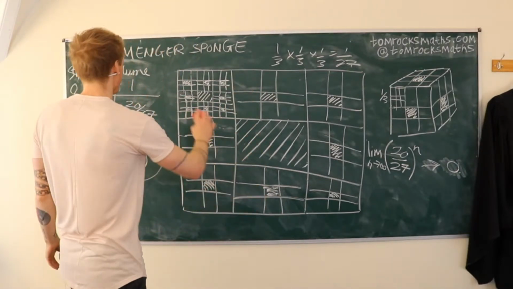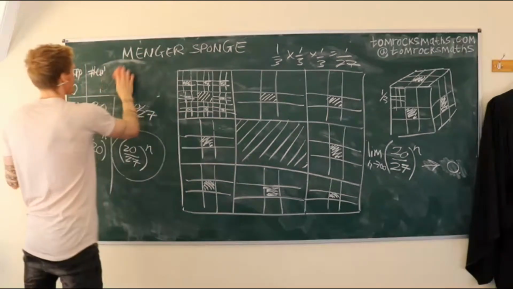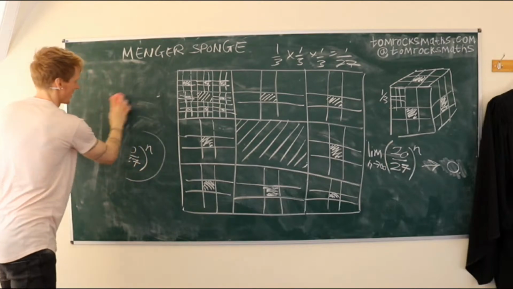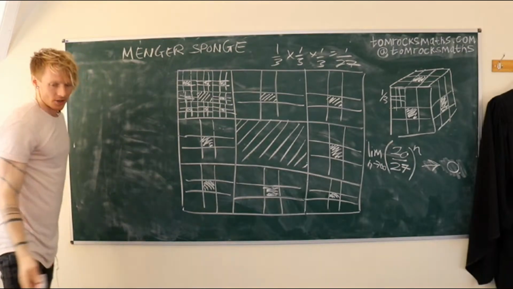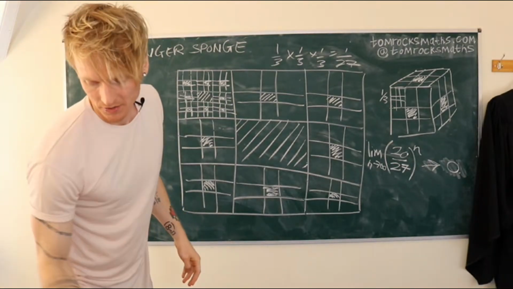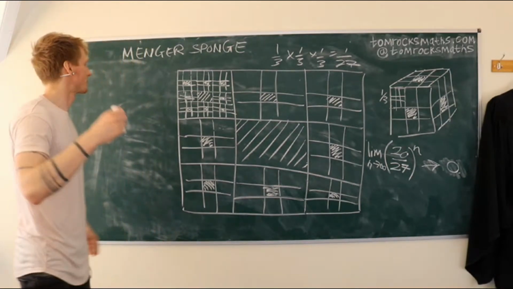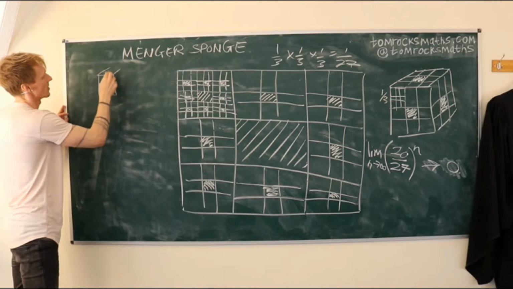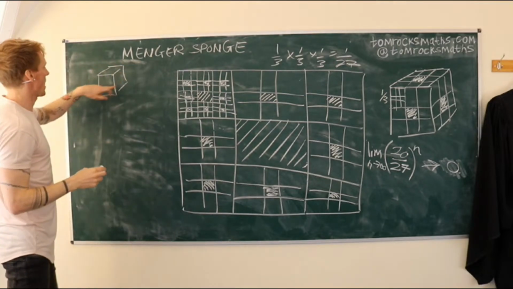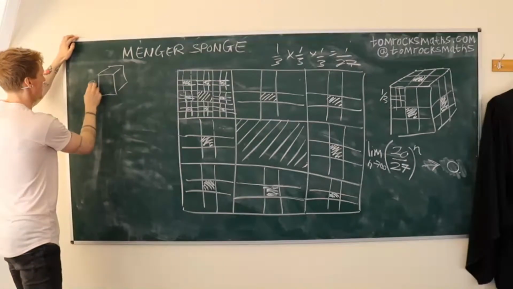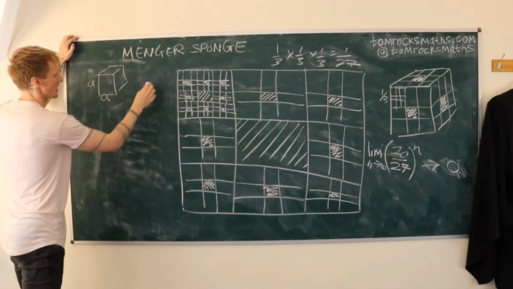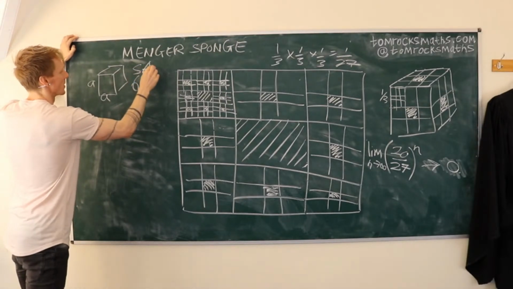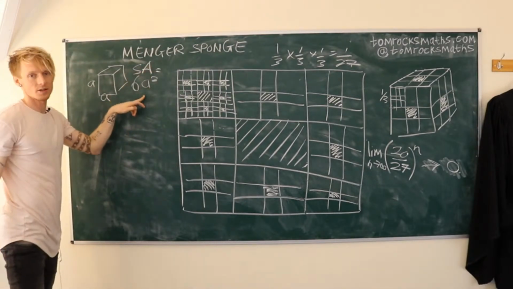Now, if you think about the surface area of the shape, the surface area of a cube is just going to be the area of each face, which is A by A. So the area of one face is A squared. There are 6 of them. So the surface area of a cube is 6A squared.